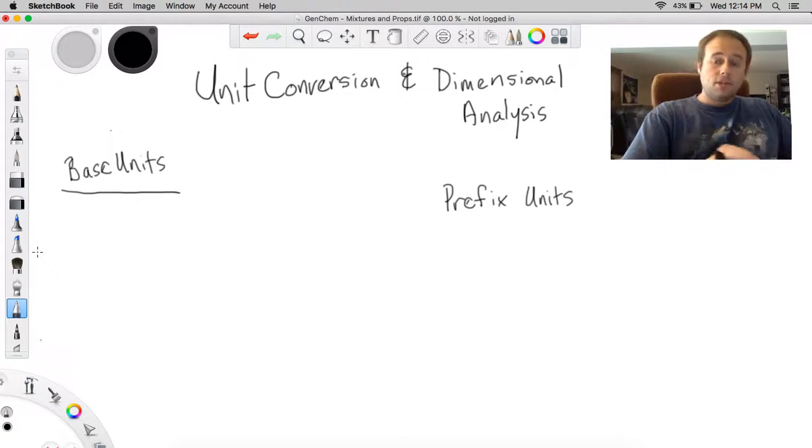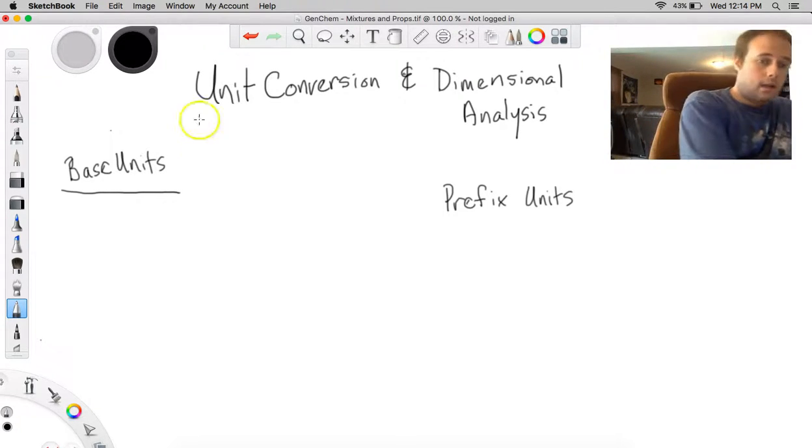Okay, but the base units that we're going to be using in general chemistry are utilized through the metric system. Now, technically, I'm going to put this up here. Mass, which is one of the big ones.